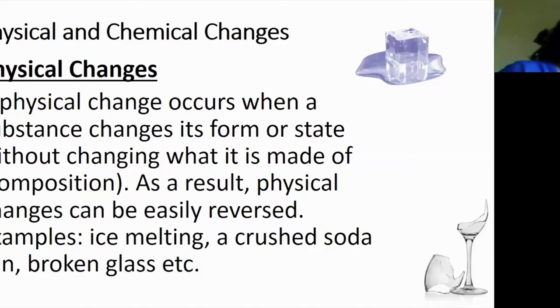Anything that is easily reversible, meaning I could get it back to its original state. So if I have this piece of paper here and I want to change it physically, I can do a number of things. I can fold the paper, I can ball it up. Now, if I want to get this back to its original state, all I have to do is unfold it or spread it out as best as I can. That's what we refer to as a physical change. Very good. Ice, I can freeze it, or if I want it to continue to melt, I can leave it out.